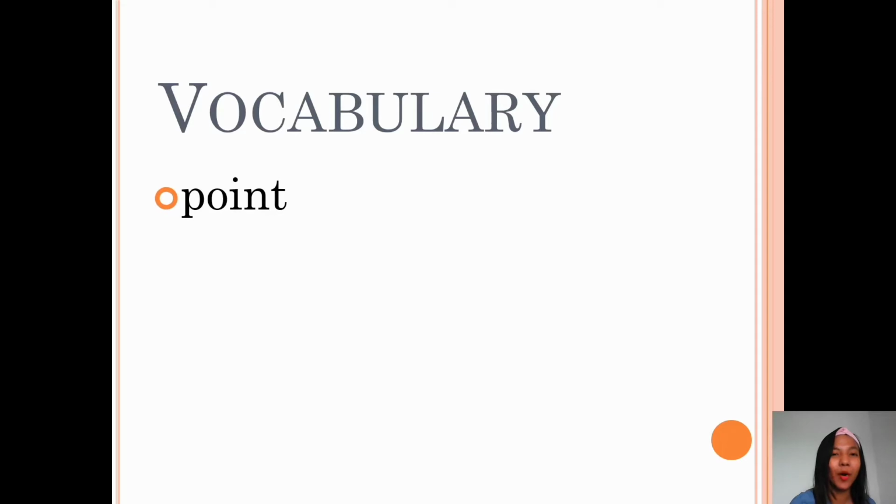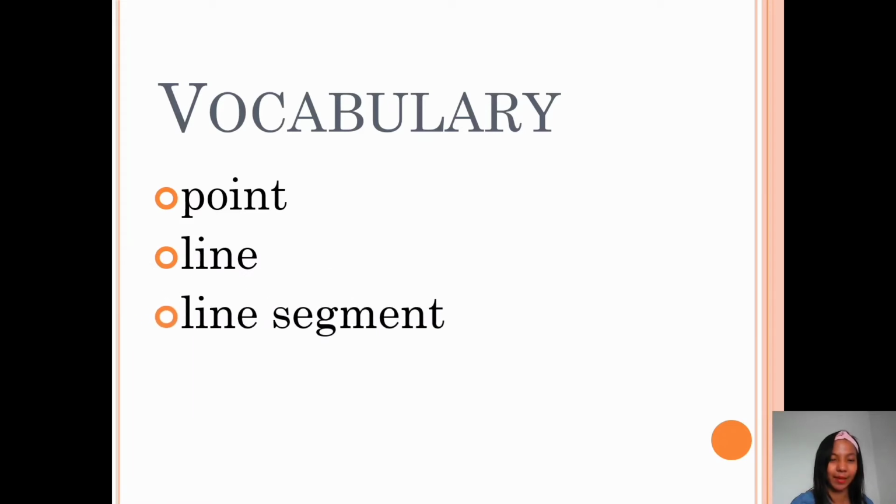So again, point. Okay, read it. Line. Okay, next. Line segment. Ray. Plane. Alright? Can you repeat it again? Okay, I assume you already finished reading all of these words. Okay, let's proceed. So that's our vocabulary for today that we are about to learn.